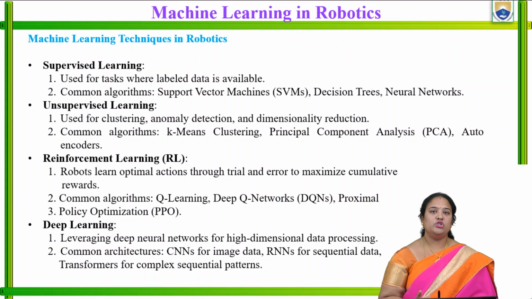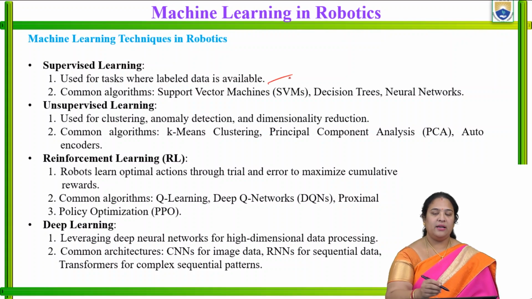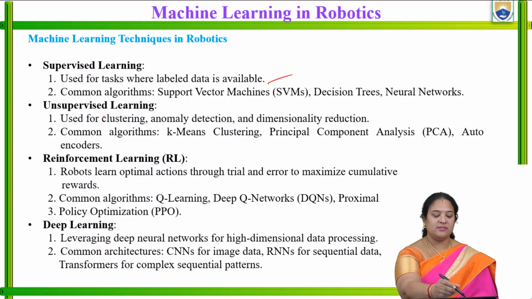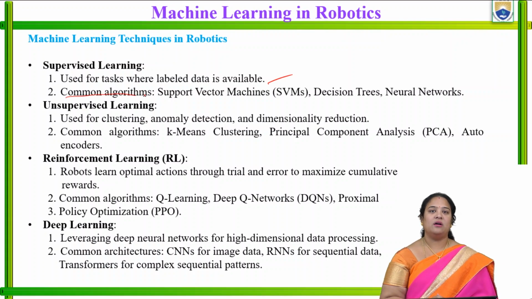That is, a robot should have a learning skill which uses labeled data, that is, already available data. It may use support vector machines, or a decision tree, or a neural network, which are common algorithms for supervised learning. When we come to unsupervised learning, k-means clustering, principal component analysis, and autoencoders are some of the common algorithms which we will be using, right?